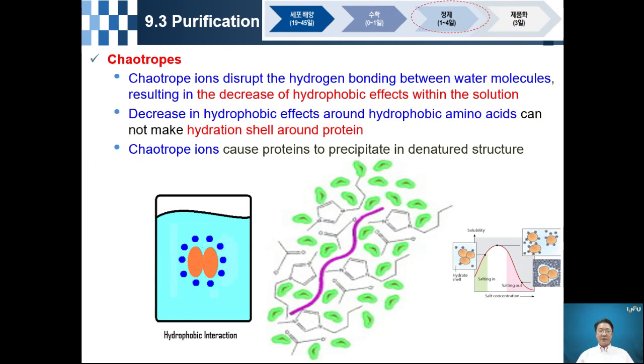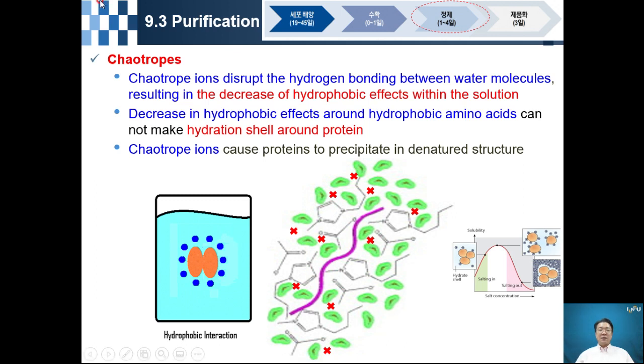Okay, so in this slide, I will explain the chaotropes. So what are chaotropes? This is a chaotropic ion. Chaotropic ions disrupt the hydrogen bonding between the water molecules. So these are water molecules.